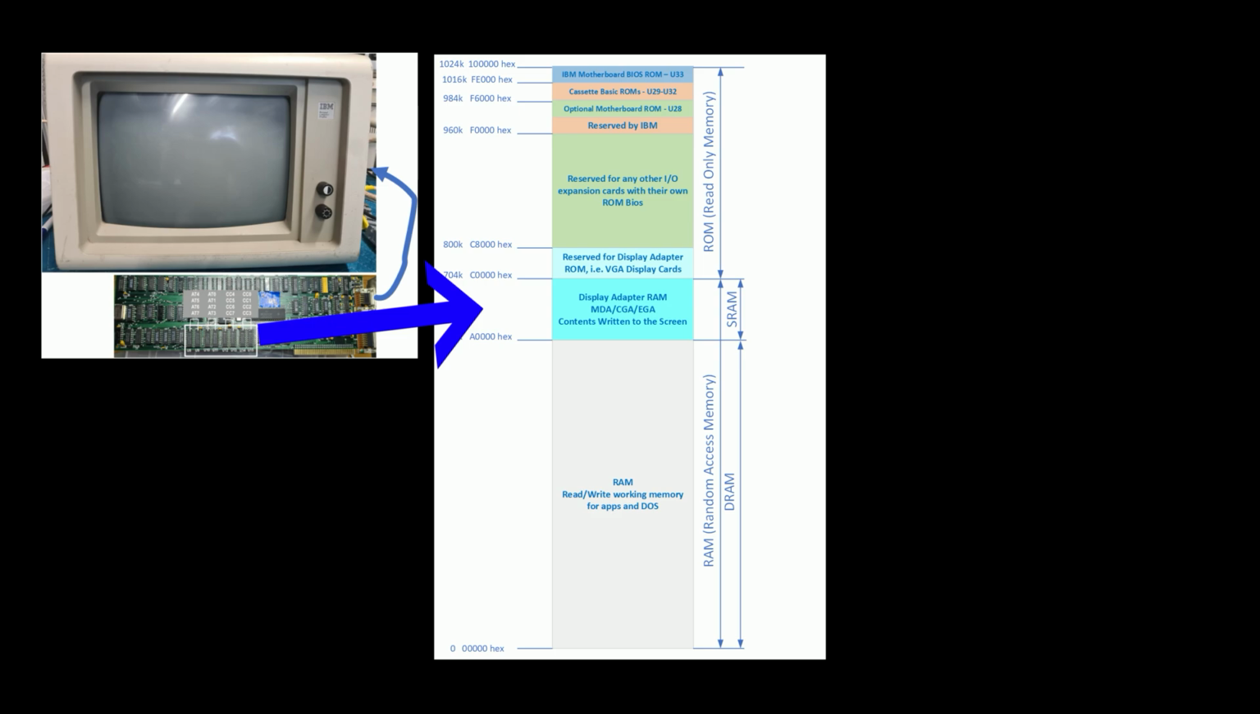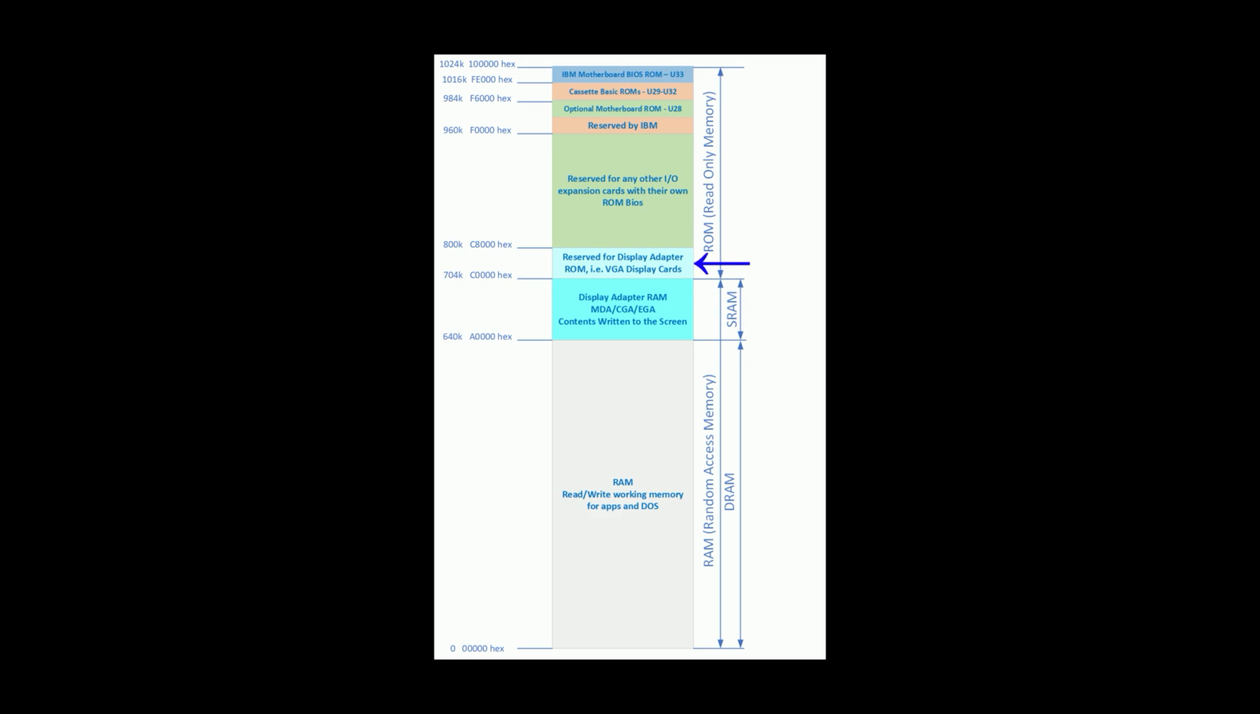Note that IBM included the BIOS firmware routines for the monochrome display adapter and the color graphics adapter in the original BIOS. That is why those adapters don't have any onboard ROM chips. Above the SRAM display area, IBM reserved ROM address space for future display adapters. This is where, for instance, the ROM BIOS chip on VGA cards maps to in the address space.